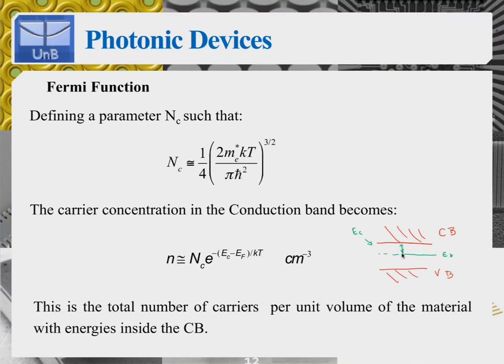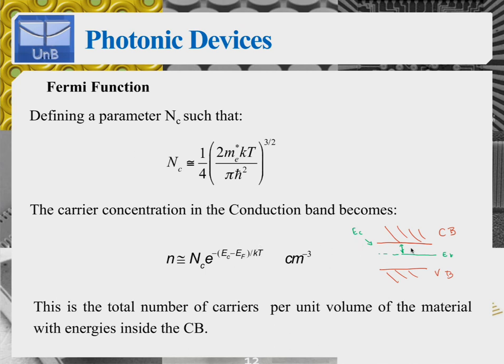So as this becomes smaller, it means that EF is closer to the conduction band, so you expect to have more electrons here. This is consistent with the fact that if this difference becomes smaller, the exponent is going to become less negative, and this will be closer to 1, right? The exponential is going to be closer to 1. On the other hand, as EF is lower and farther apart from EC, you expect to have fewer carriers.